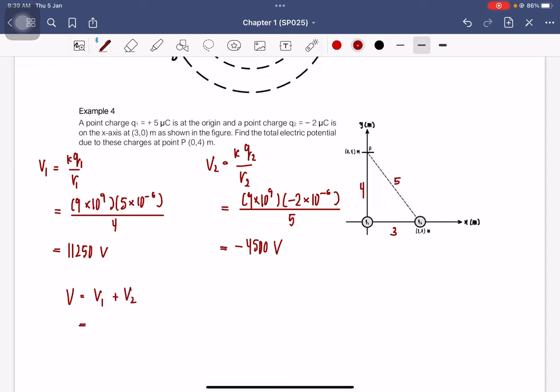So this is minus, which gives you 6750 volt. Okay, so this is the electric potential at point P. Okay, so that's example number 4.